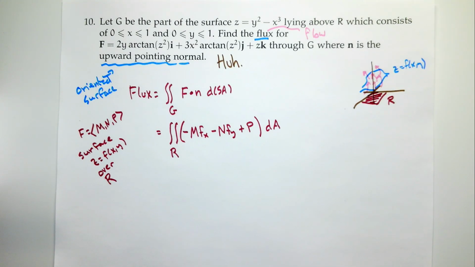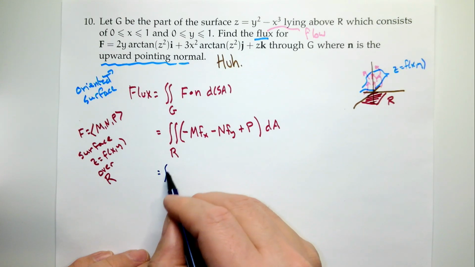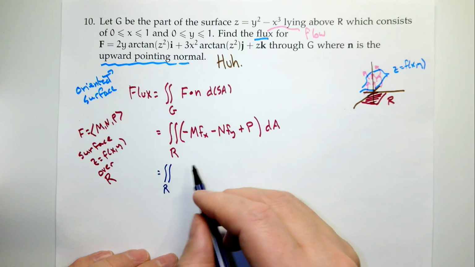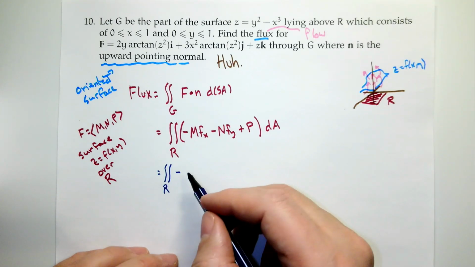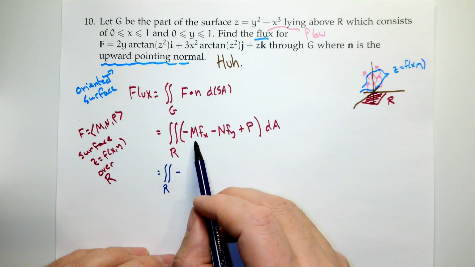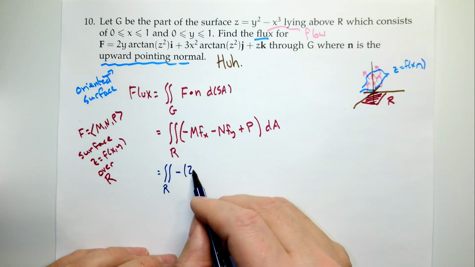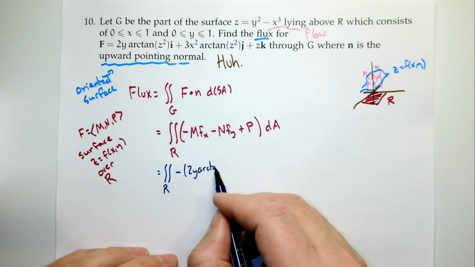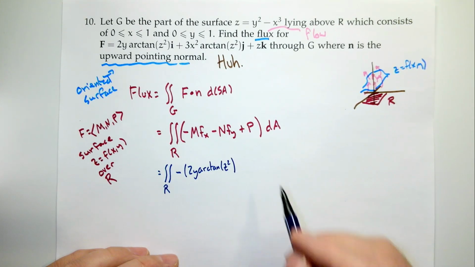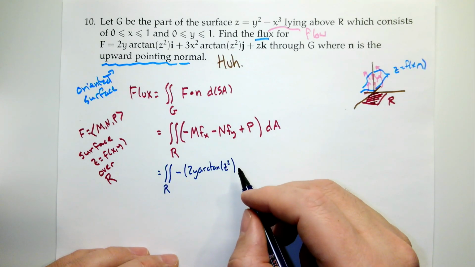So how do we finish this? After all, we must finish this one to add it to our great collection of problems which we solved. So let's figure out what this is going to become. Integral over our region of minus M. Now we say, okay, we have our M. Well, what's M? It's right here: 2y arctangent of z squared. That's not looking promising because we've got to integrate that. Okay, so that's our M.